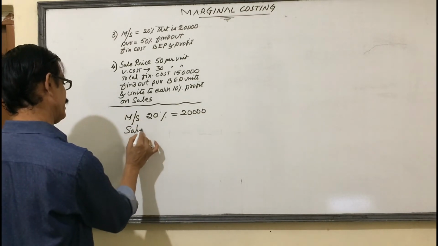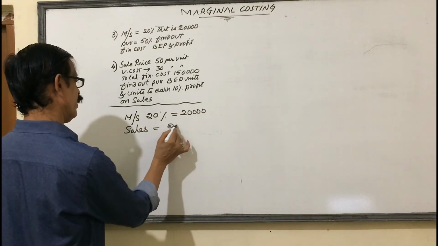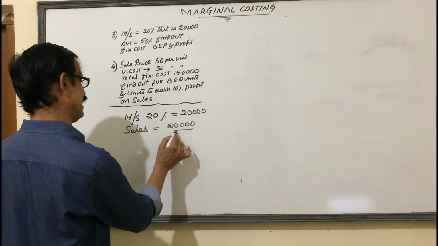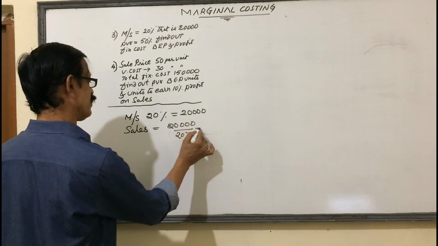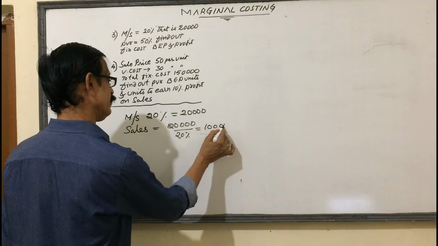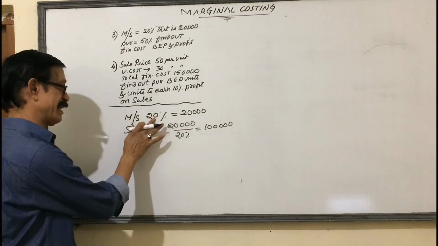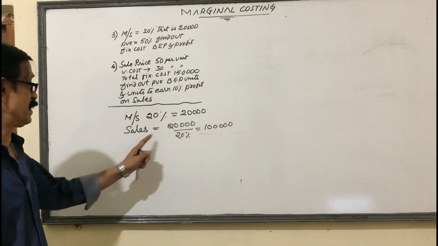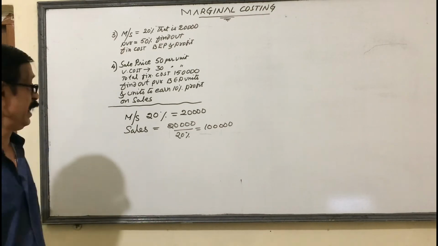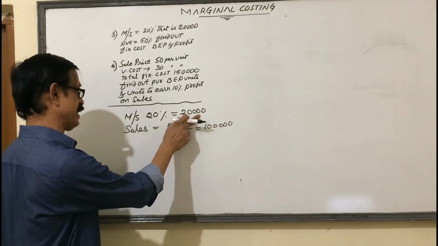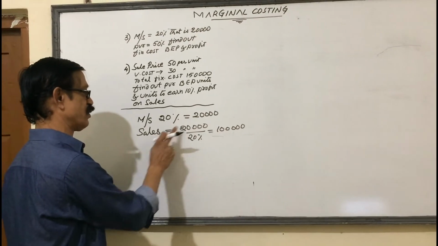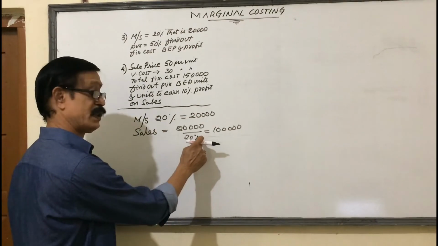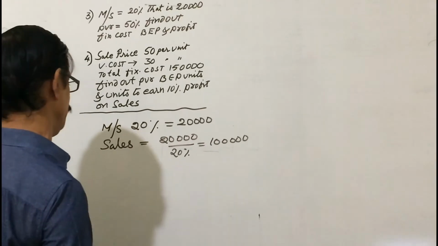Therefore, total sales is equal to 20,000 divided by 20%. That is equal to 1 lakh. 20% value is 20,000. How much for 100? That only is called the sales value. 20% is equal to 20,000. Total sales is equal to 20,000 divided by 20%, that is equal to 1 lakh.